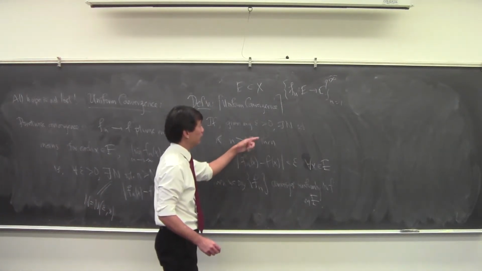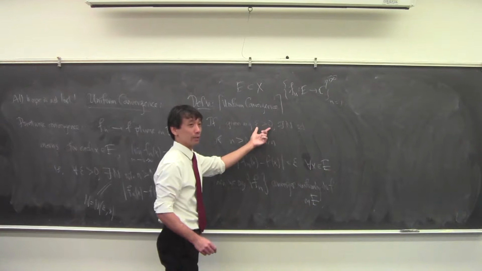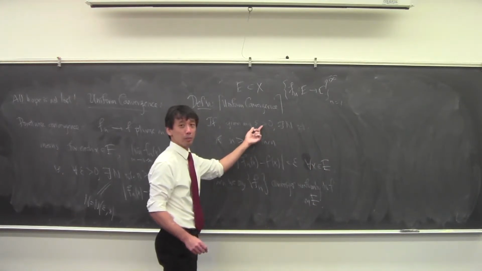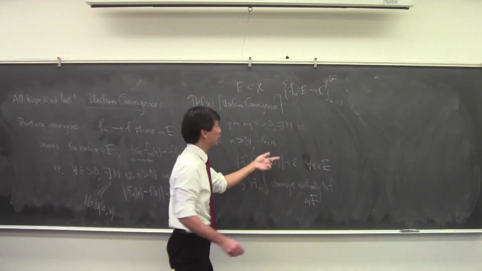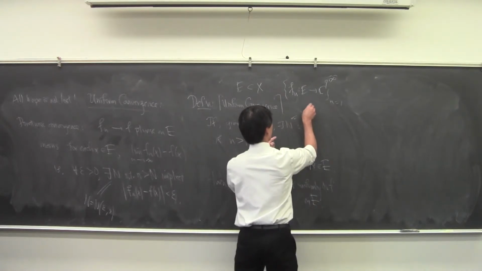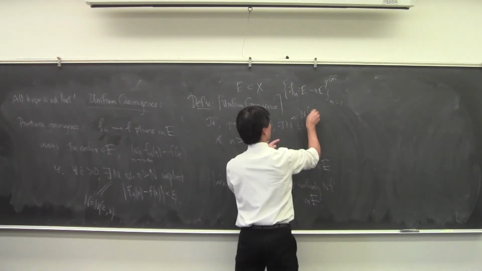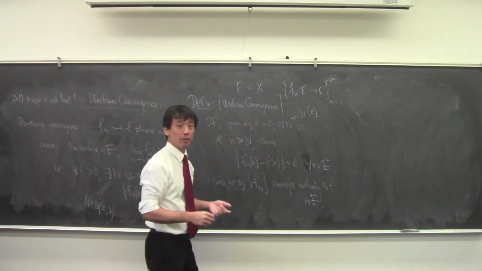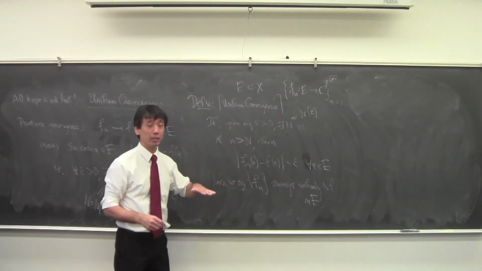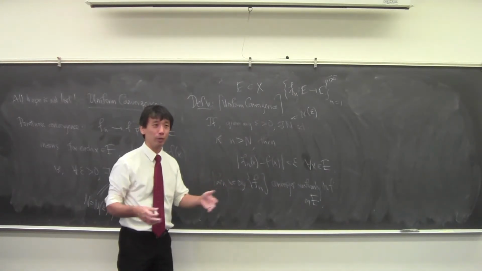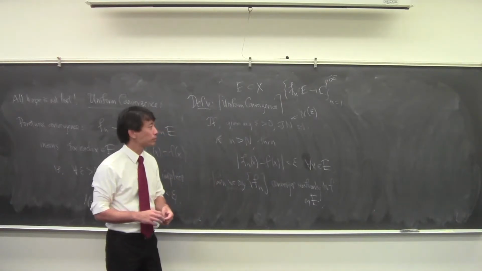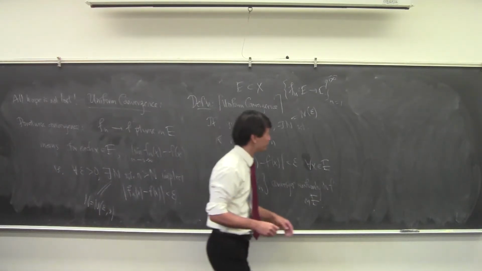Now this n, you see, doesn't depend on x. There's not even an x mentioned until later. So this n depends only on the epsilon and not on the x. So it's independent of x. It's uniform over the whole set. That's the name.